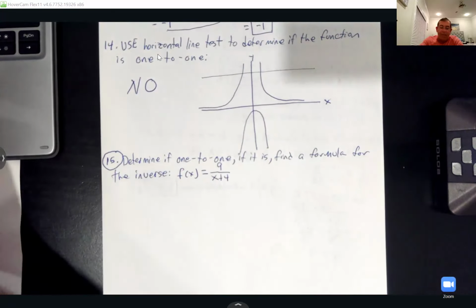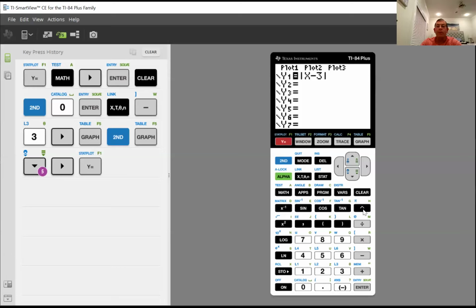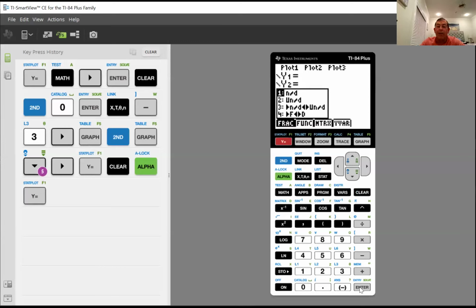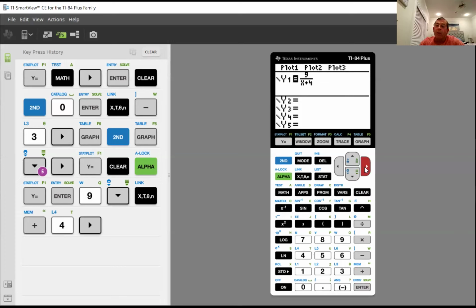So if you want to see a graph of that, I'm going to go graph it for you real quick on my calculator. And that way you can tell if it's 1-to-1 or not. So I'm going to go to my calculator, go to y equals. Now, if I want it to look like a fraction, I'm going to hit alpha y equals first to get the fraction. On top, we had a 9. On bottom, we had an x plus 4. Now, I just want to look at the graph. So I'm going to hit graph.